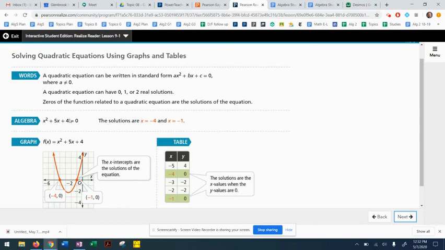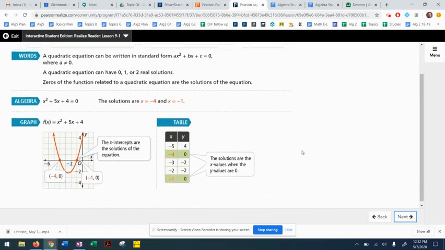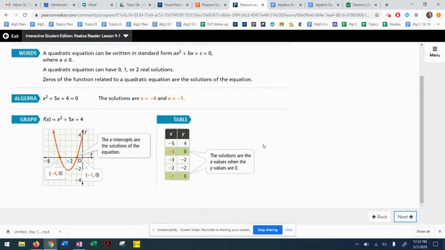Algebraically, we can solve an equation that's set equal to 0 by finding those places where the graph touches the x-axis. We can do it with a graph, or we can do it with a table. When we're looking at a table, we're looking for where the y values are 0. Honestly, the graph's going to be the best method, which is probably what we're going to rely on.